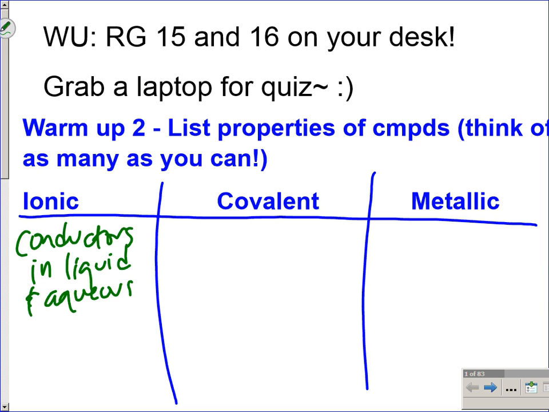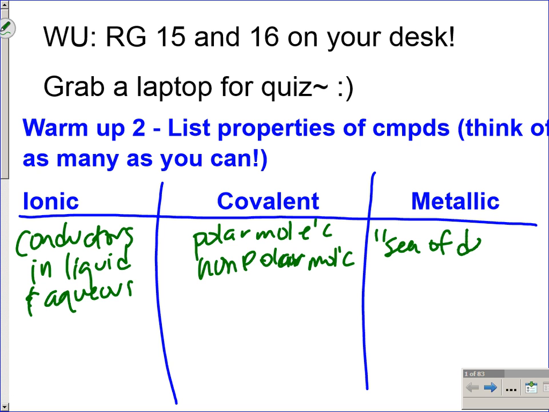I'm going to try to speak loud for my video here. Alright, and then Will, or Bradley? Okay, so we can say a polar molecule can exist, or a non-polar molecule can exist, and that's going to be something we'll elaborate on today a little bit more. And then Bradley? The electrons in metallic compounds flow through. What's the word we can use to describe flow? A sea of delocalized electrons, and that means to flow freely.